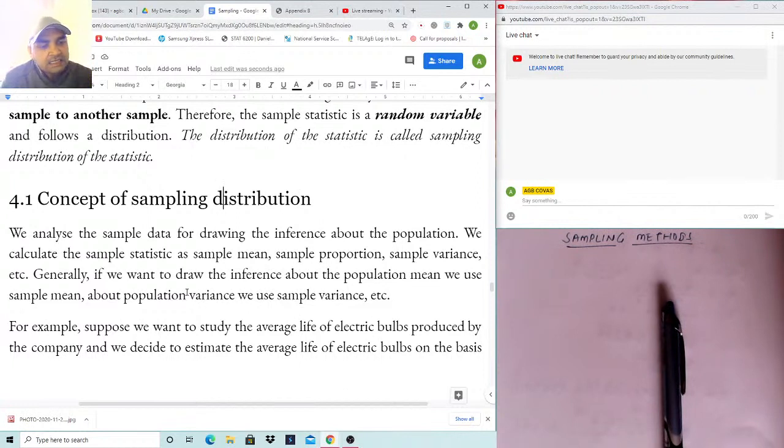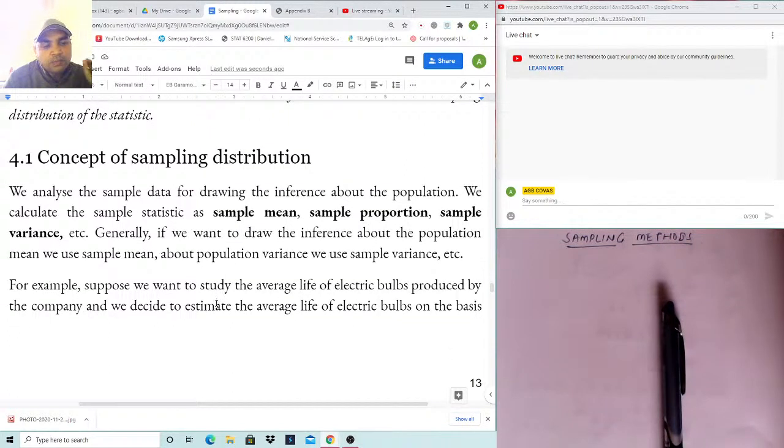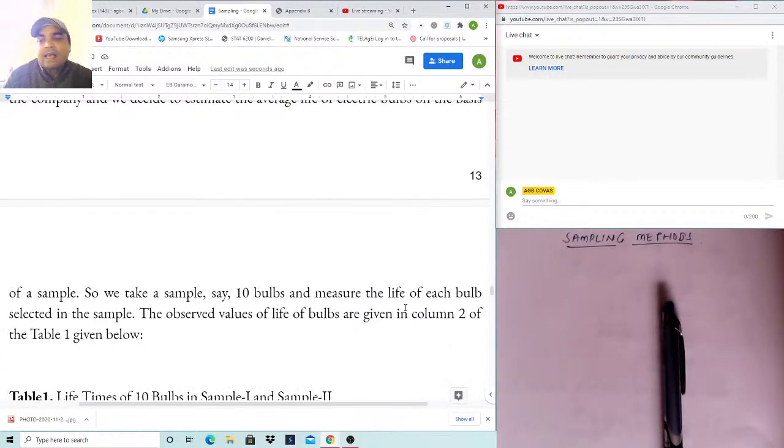We analyze the sample data for drawing inference about the population. We calculate a sample statistic such as the sample mean, sample proportion, or sample variance from the sample. Generally, if we want to draw inference about the population mean, we use the sample mean; about the population variance, we use the sample variance. For example, suppose we want to study the average life of an electric bulb produced by a company, and we decide to estimate it on the basis of a sample.